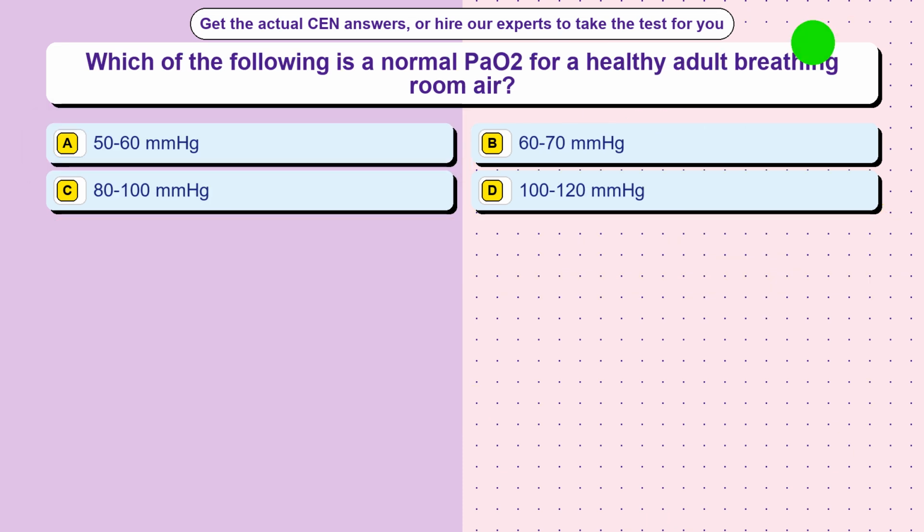Question 72. Which of the following is a normal PaO2 for a healthy adult breathing room air? Option A, 50 to 60 mmHg. Option B, 60 to 70 mmHg. Option C, 80 to 100 mmHg. Option D, 100 to 120 mmHg.